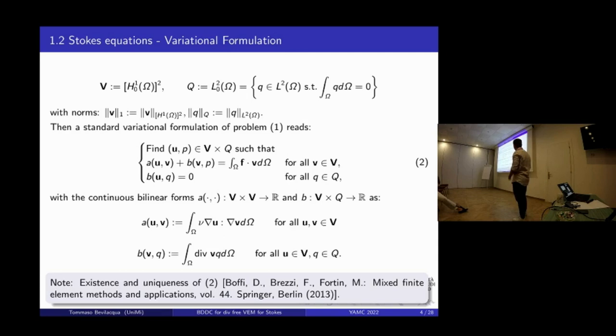We introduce the space of functions for the velocity, the space H1 0 squared, and for the pressure, the space L2 0, so functions that are in L2 with mean zero. We obtain a classical variational formulation with the bilinear form A, the integral of the tensor product of the two gradients, and B, the bilinear form of the divergence of the velocity function tested against the pressure. Existence and uniqueness of this problem follow from the classical book of Brezzi and Fortin.